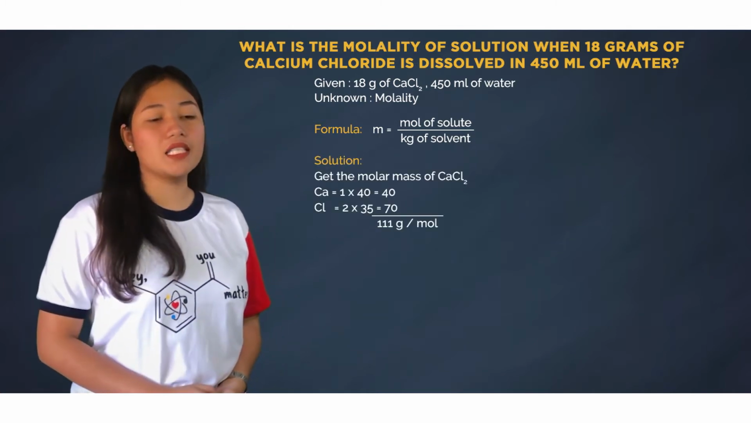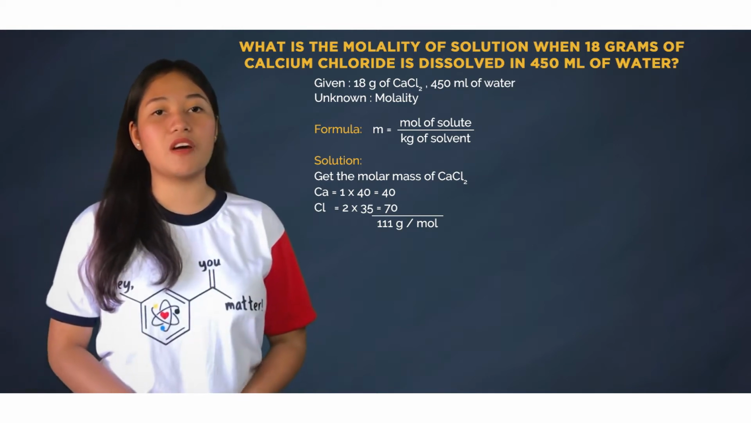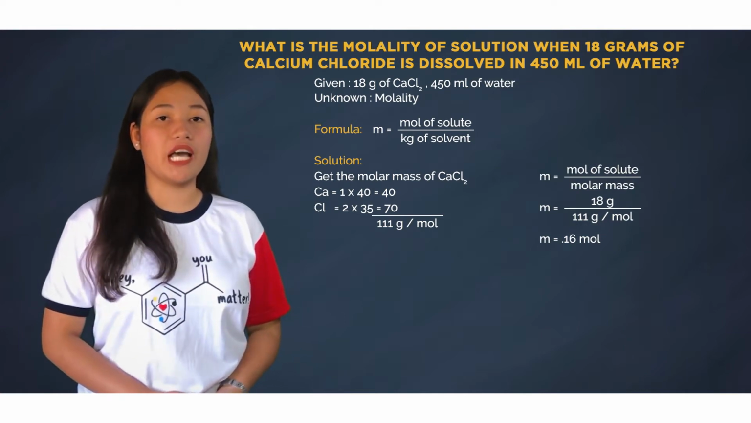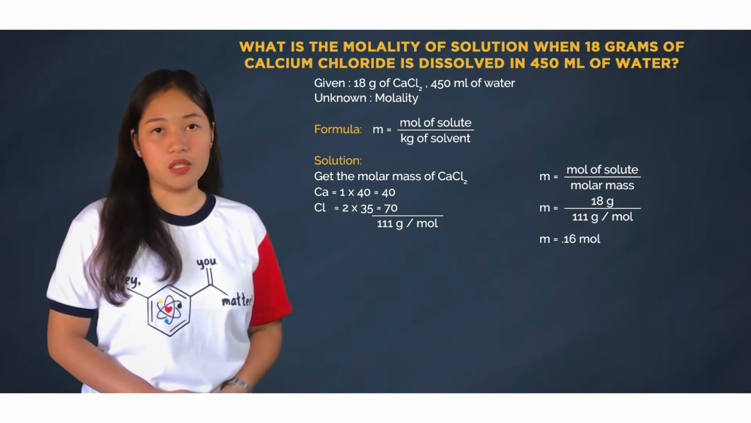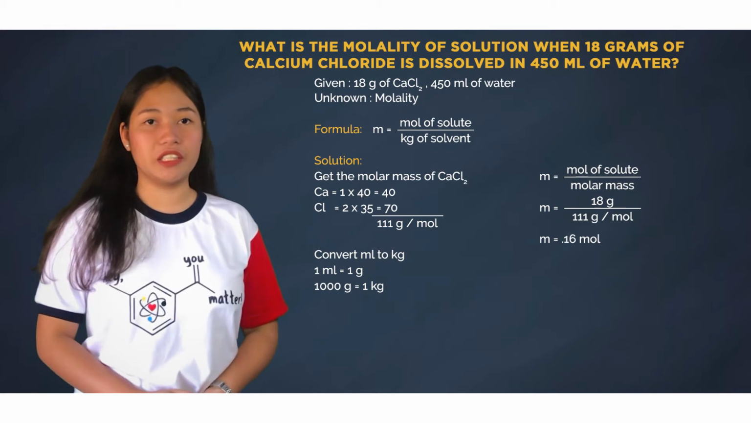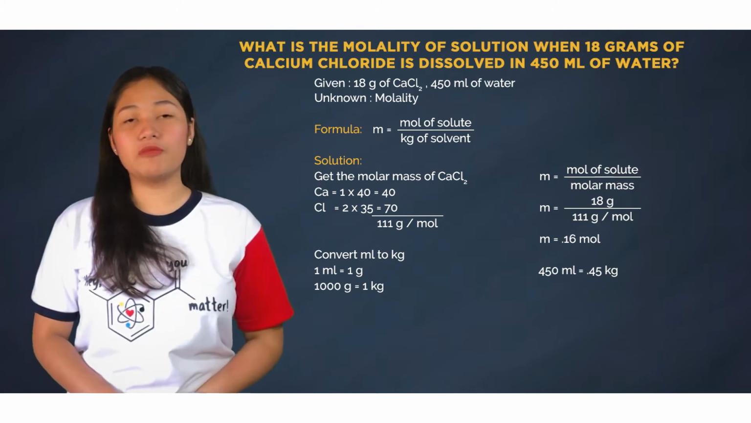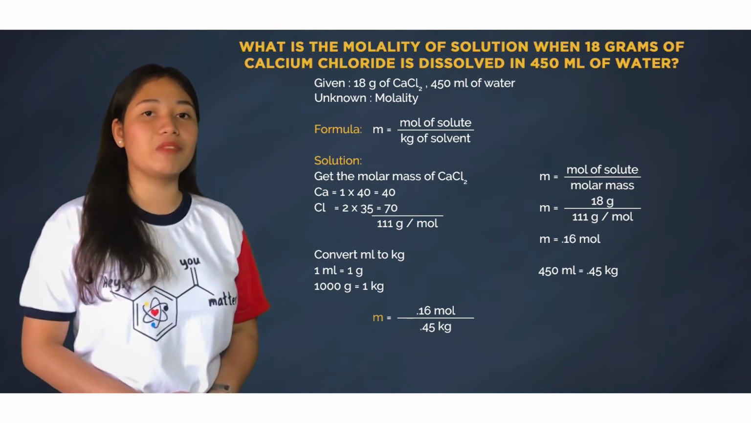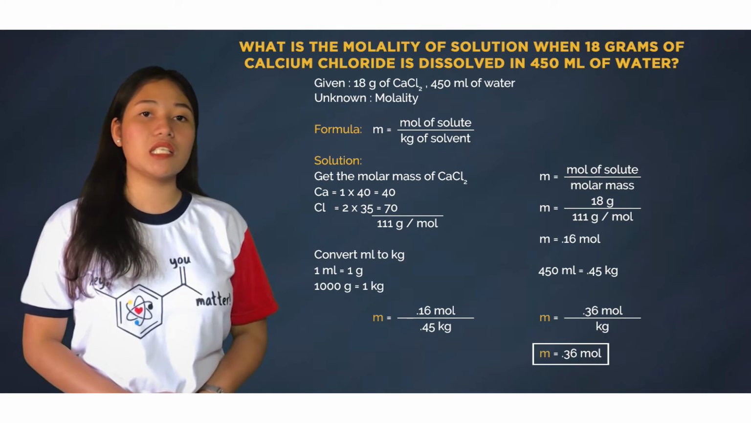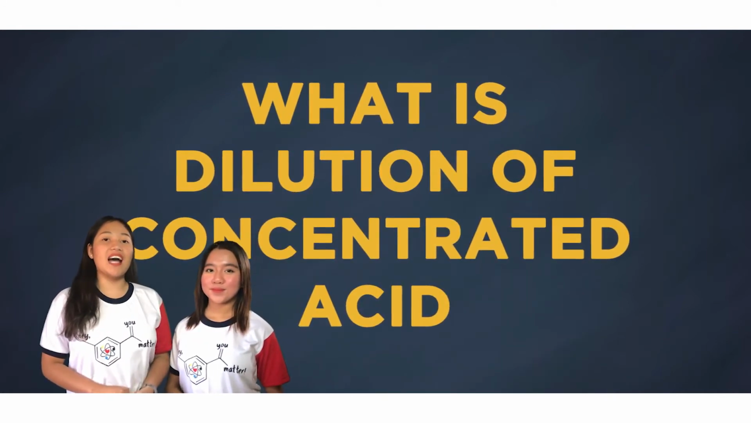First, we get the molar mass of calcium chloride. The total molar mass of calcium chloride is equal to 111 grams. 18 grams of calcium chloride divided by 111 grams is equal to 0.16 mole. We convert 450 ml of water into kilograms and move the decimal point to the left, and we get 0.45 kilograms. Molality is equal to 0.16 mole divided by 0.45 kilograms of water, which is equal to 0.36 mole over kilogram, or 0.36 m.